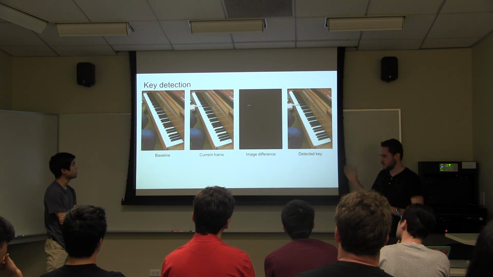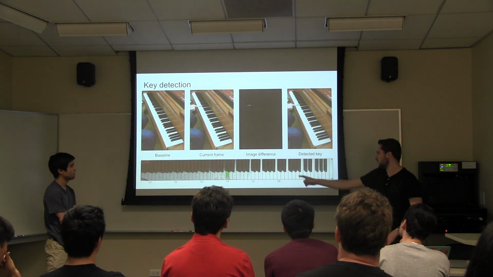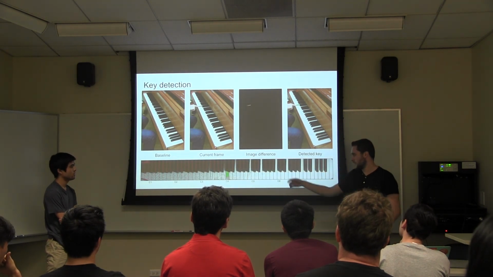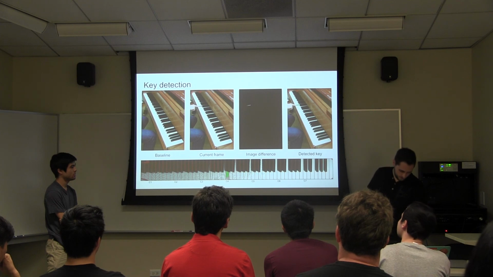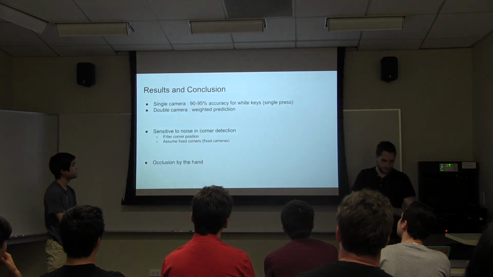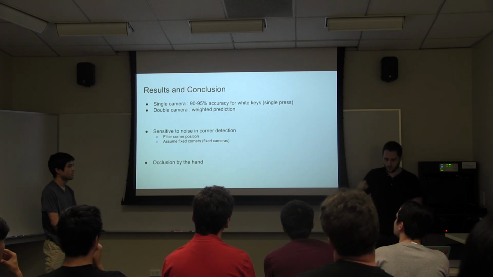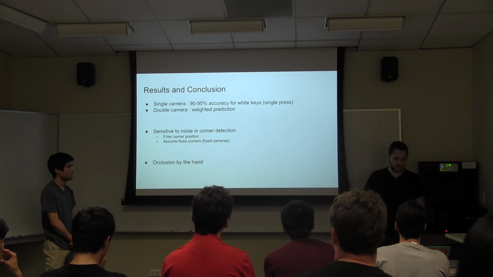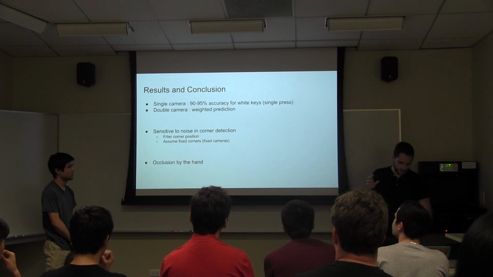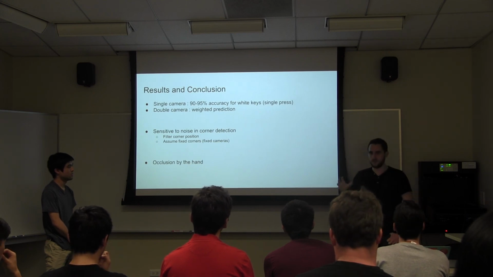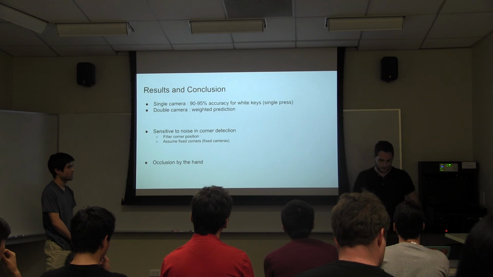Now since we have the transformation, we just map that green zone to the virtual keyboard, and then we just have to count where that thing is. So here it's a C4, for example. So we have taken first videos of playing one key with one finger, and for these videos, in one camera we have a 90-95% accuracy for the white keys, and for the black keys it's a little bit less easy.